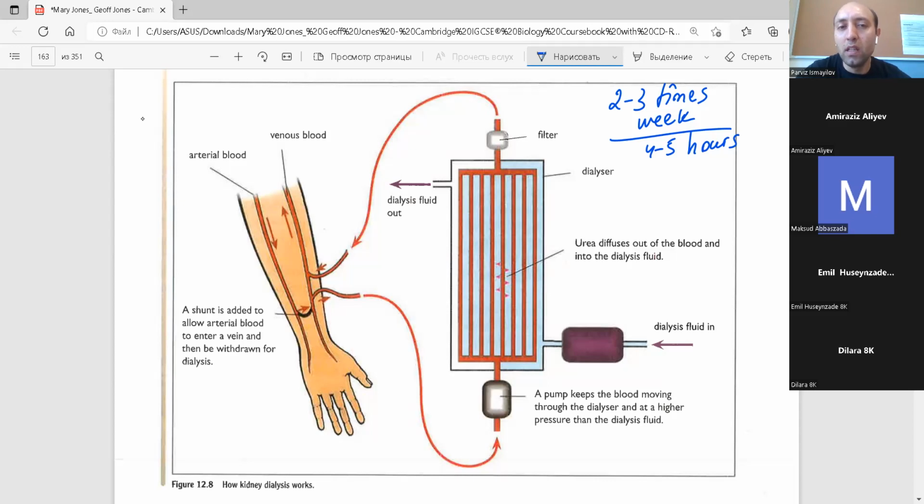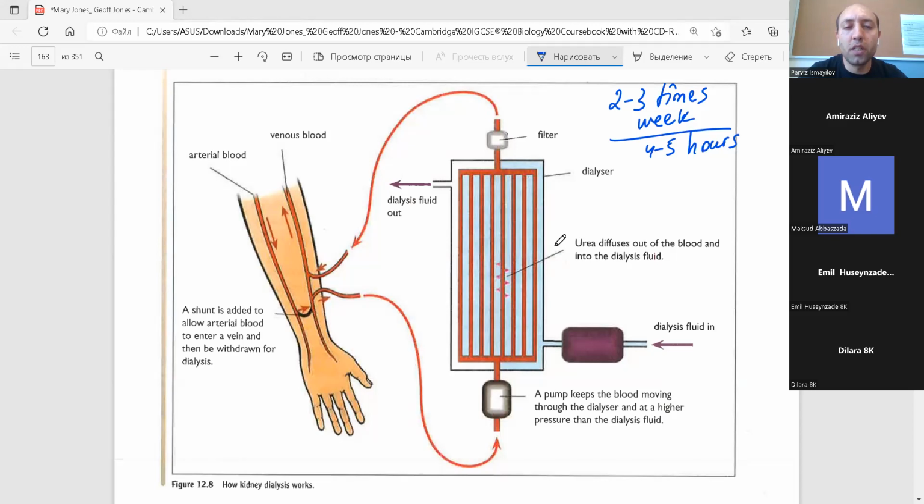In Azerbaijan, it's free of charge. So if you have this problem, the government, for example, gives you this. You go to different hospitals, and in the hospitals, your blood is... okay, thank you, Mika, for the information.